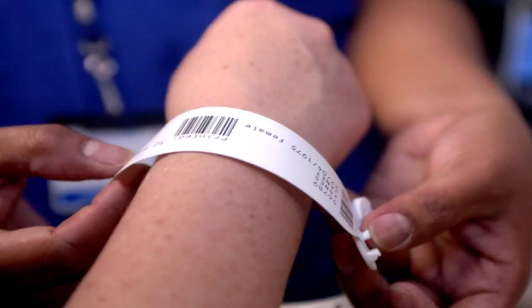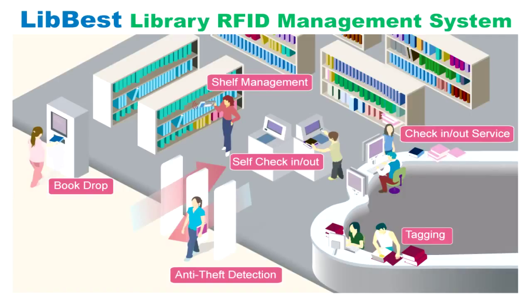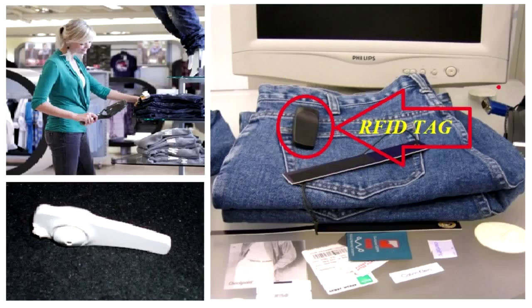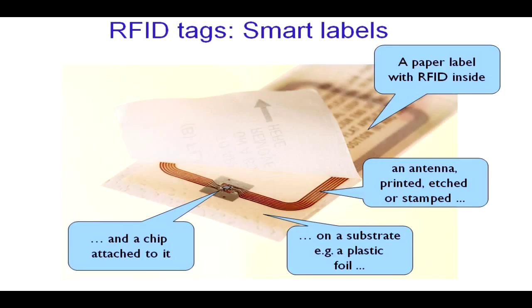RFID tags are used in many places like institutions, industries and organizations. In hospitals, RFID is used to monitor the patient's health condition and location information. In public libraries and retailer shops, it is used to track the required items. An RFID tag contains a microprocessor, SoC chip and antenna. Both are placed in a plastic substrate and covered by a paper label as shown in the image.